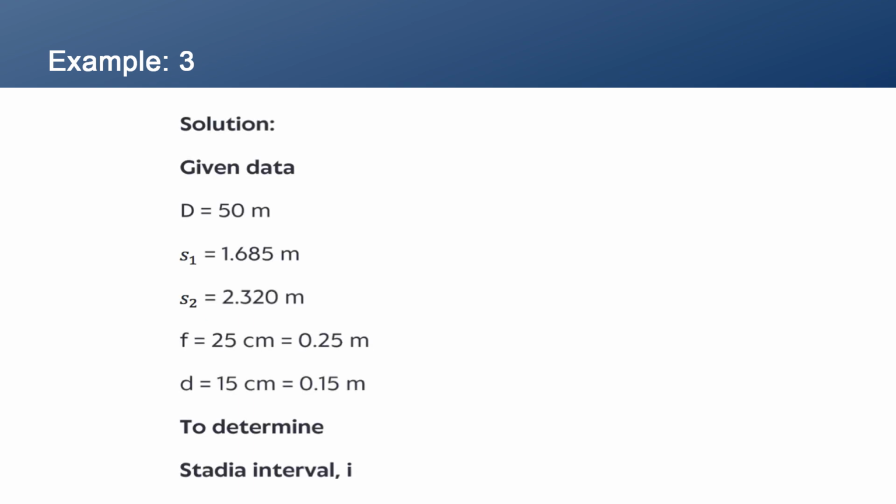Writing down the given data, the horizontal side on the vertical staff capital D is 50 meter, the lower staff reading small s1 is 1.685 meter and the upper staff reading s2 is 2.320 meter. The focal length of the object glass small f is 25 centimeter, which is 0.25 meter, and the horizontal side on the vertical staff small d is 15 centimeter, which is 0.15 meter. We are supposed to determine the stadia interval I.